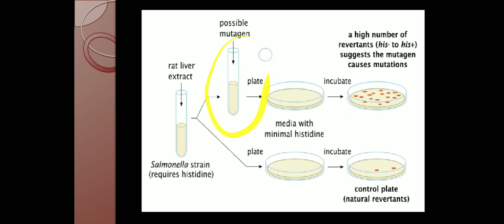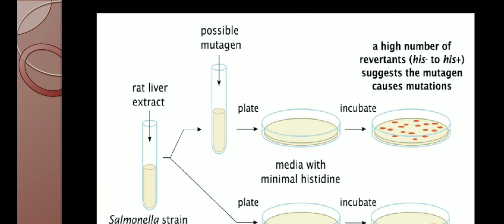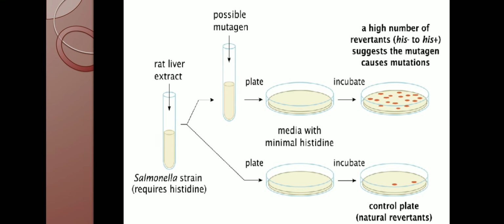So in this we have taken the organism in the liver extract and we have added the chemical compound which we have to test for mutagenicity. We are going to inoculate this into the media with a minimal amount of histidine. So initially what will happen? The organism will start growing by utilizing the histidine present in the media. But since the histidine amount is very small, it will utilize all the histidine initially and the histidine will be depleted in the media later on. So therefore the organism cannot grow.